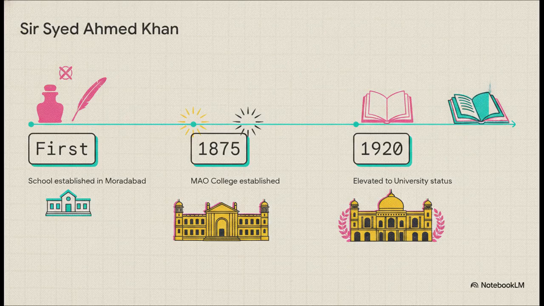They aren't just going to ask who he is. They'll ask you to trace his educational milestones. First, establishing a school in Moradabad. Then, crucially, establishing the MAO College in 1875. And finally, that college being elevated to university status in 1920. That is one historical figure generating 3 totally different exam questions.